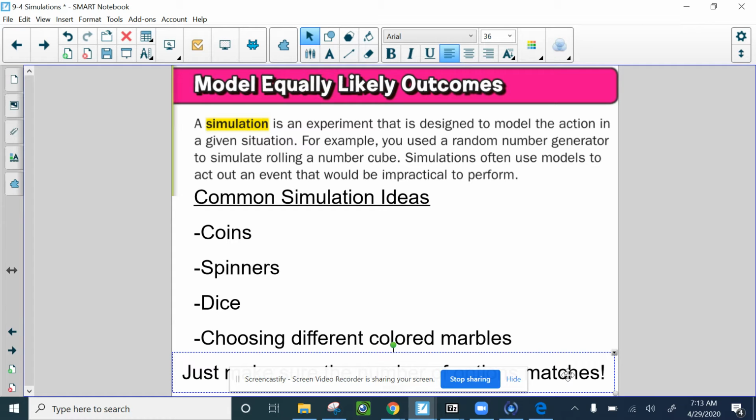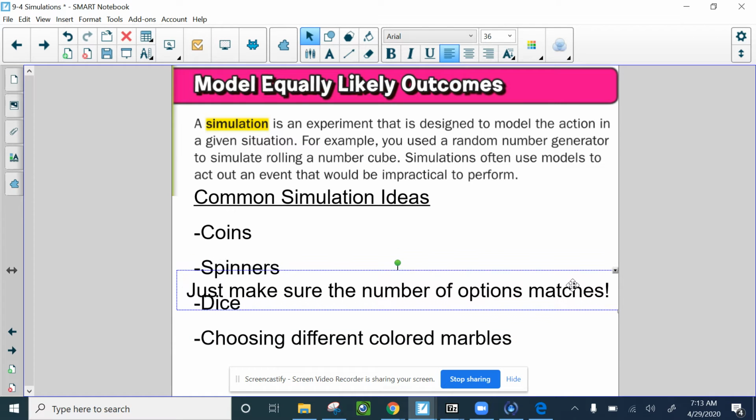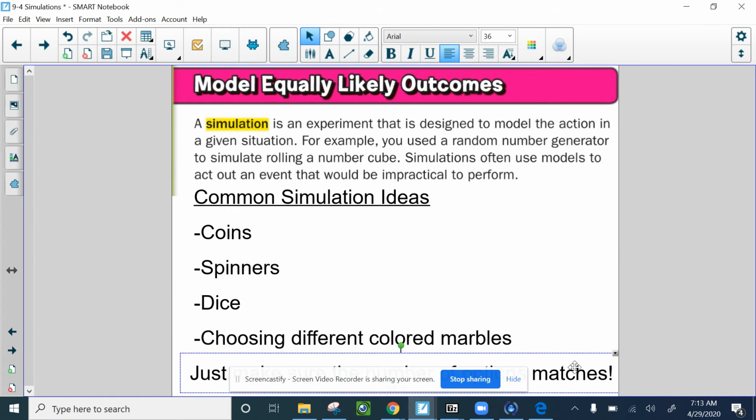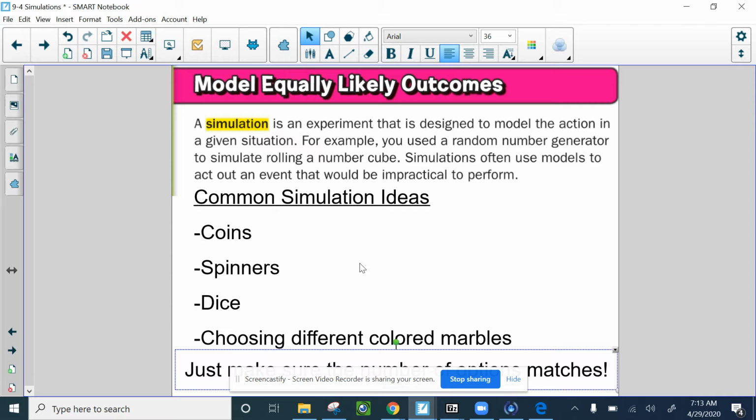Whatever I choose, I just need to make sure that the number of options matches. So if I have only two answer choices, whatever I do with my coin, my spinner, my dice, or any other idea I come up with, it only has two options. Now, let's say that I have a multiple choice test with the answers A, B, C, or D. Again, I can use a simulation to generate that.